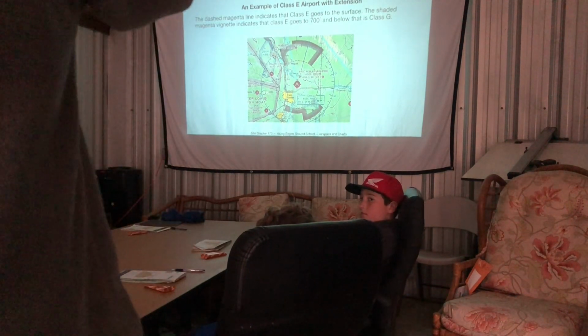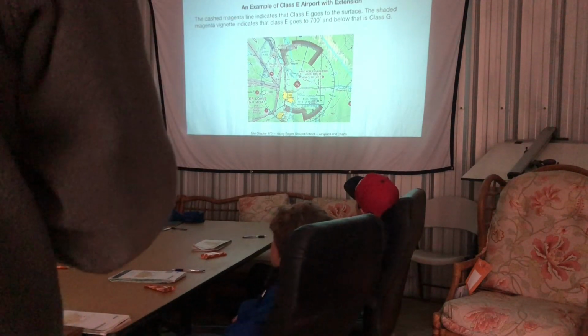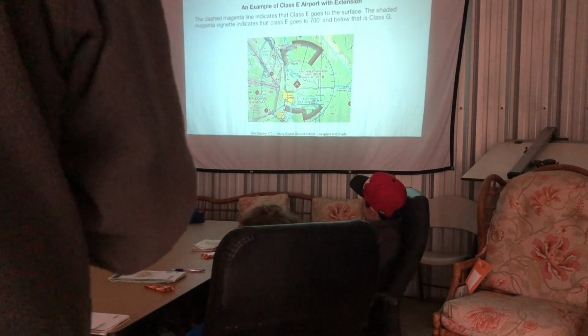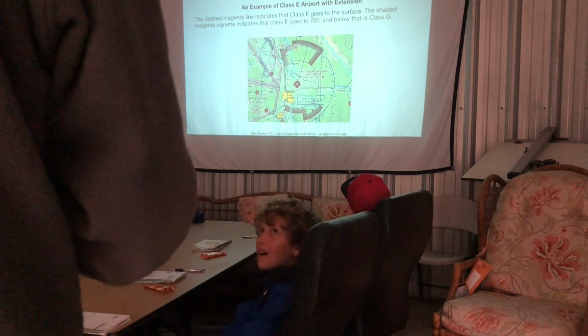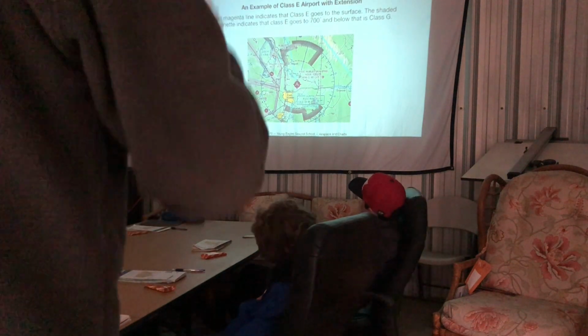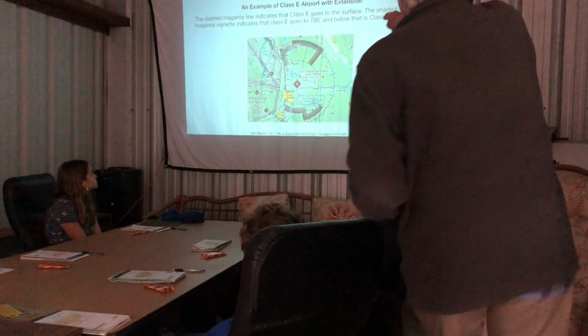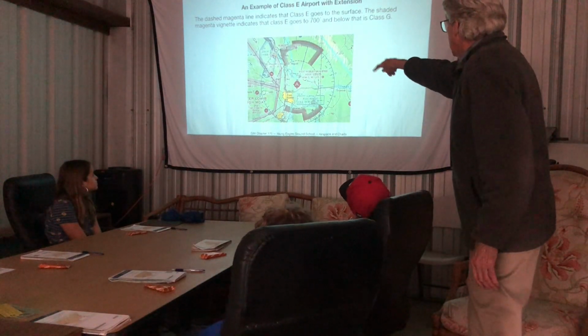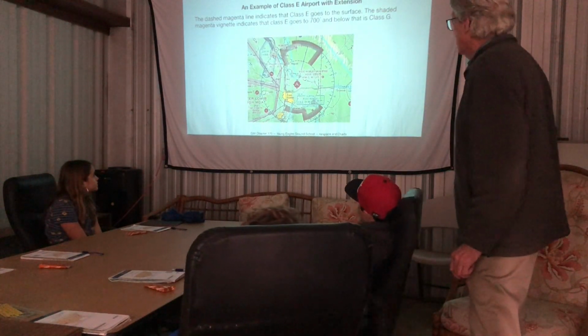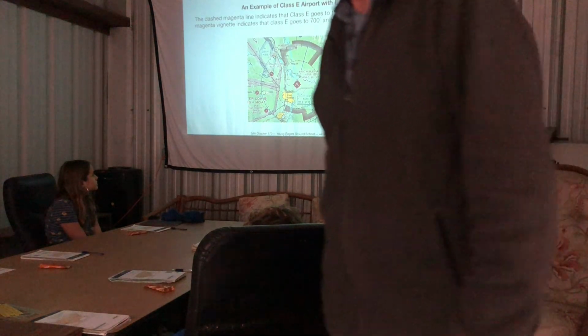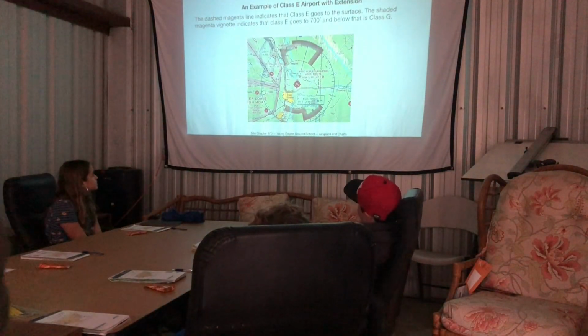And you see the little dash lines that run around the airport there? The magenta dash lines? No, on the circle that goes around it. Oh, yes, the circle, correct. The dashed circle there means that Echo goes all the way to the ground. Okay.